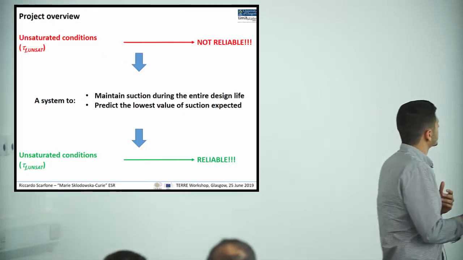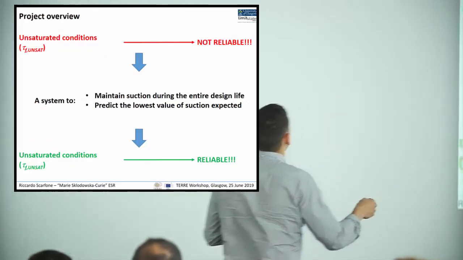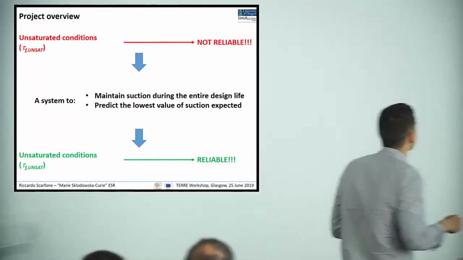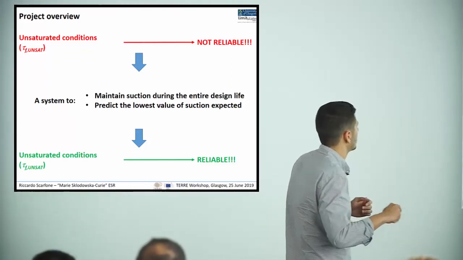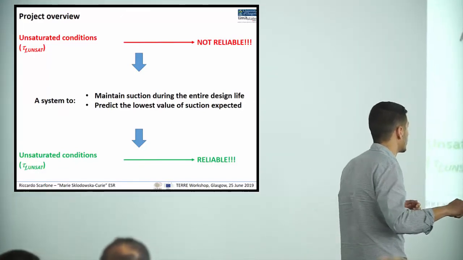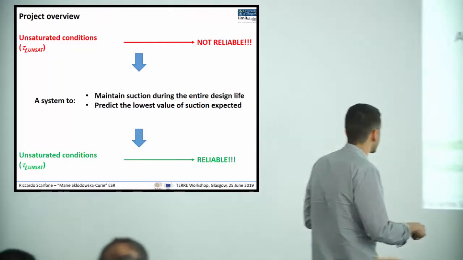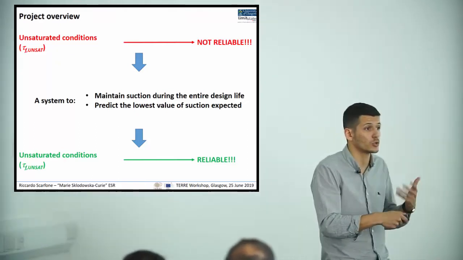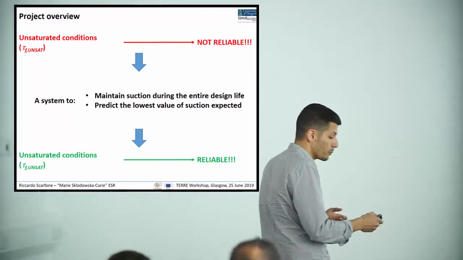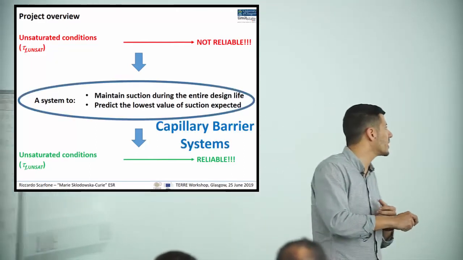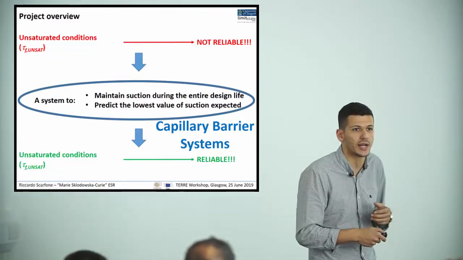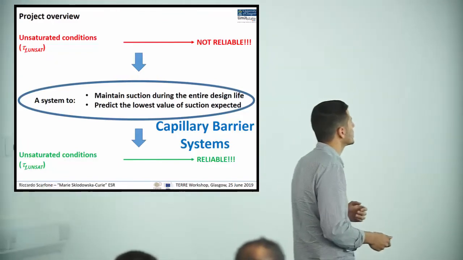So the idea is, okay, we understand that shear strength, taking into account suction, is not really reliable. But if we find a system able to maintain suction during the entire design life, and we're able to predict the lowest value of suction expected, we can now take that in consideration, for example, for slope stability. And we can improve the slope stability. I'm trying to understand if capillary barrier system is a good candidate for this purpose.